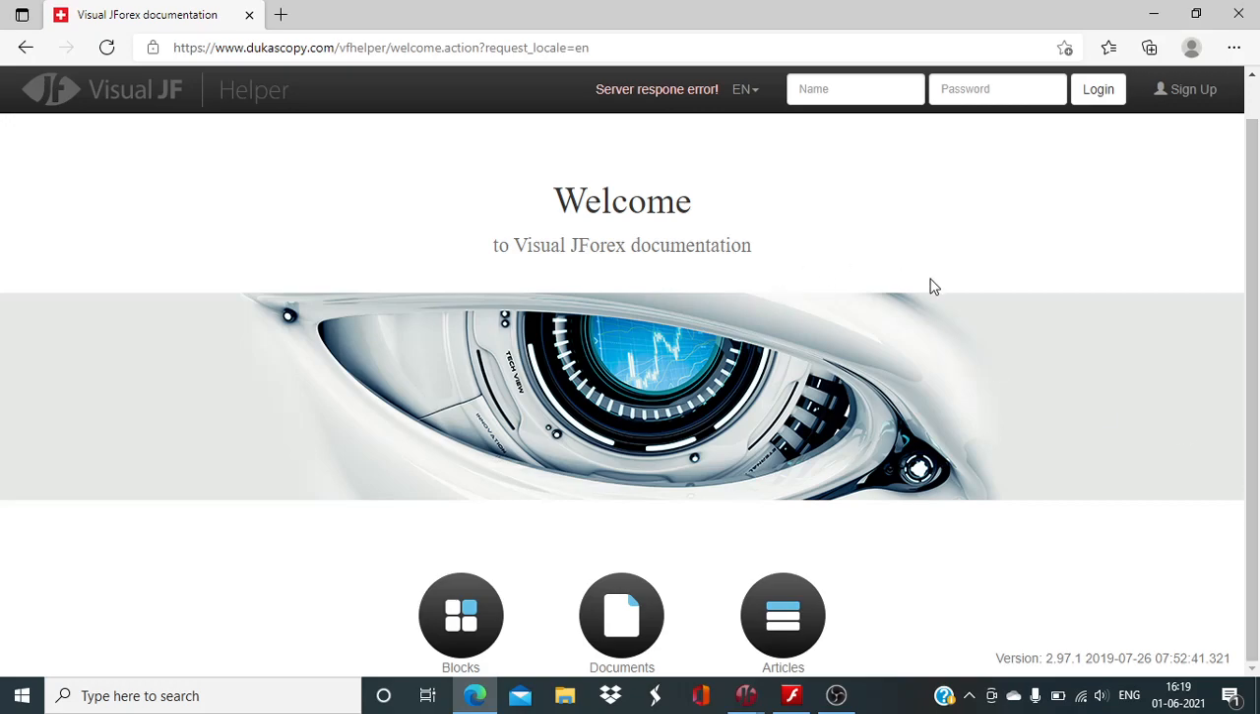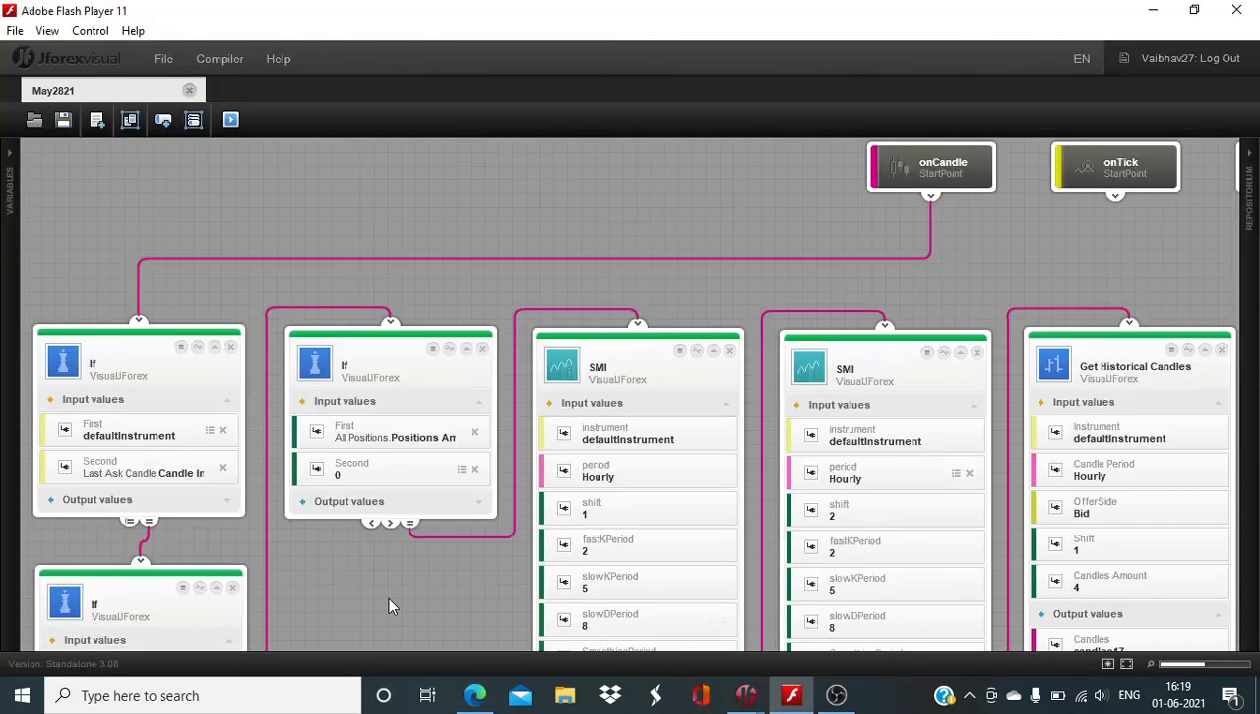In the last two sessions, the foundation was laid for the algorithm to be completed in full, and so far the buy side is complete. Now it's the turn of the sell side. So let us now head to the Visual JForex board.